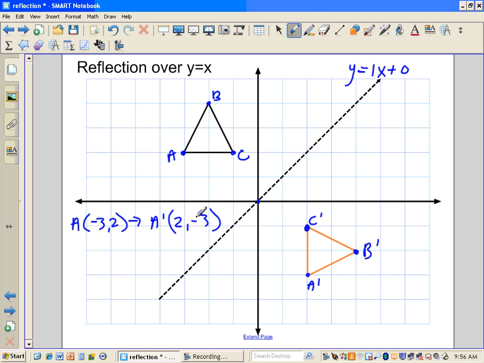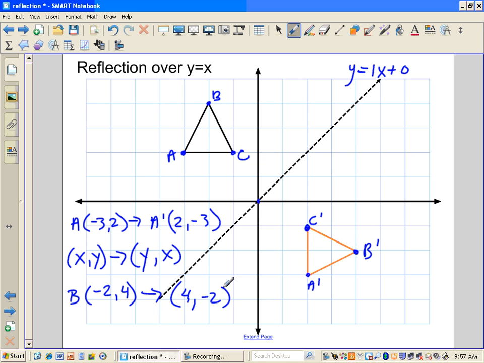So it looks like the y became the x, and the x became the y. And that is our rule in this case. We're just going to switch the positions of x and y. So let's check that for B. Point B is (-2, 4). If we follow the rule, I would switch it so the 4 becomes my x and the negative 2 becomes my y. Let's check that. Yeah, that works out nicely. So this rule is just switch the x and the y when it's the line y equals x.